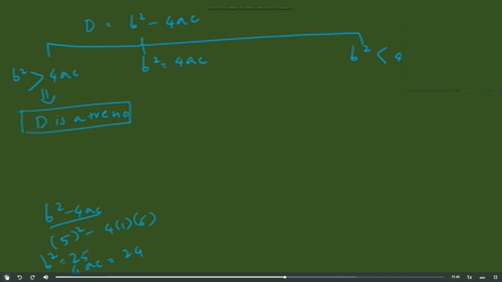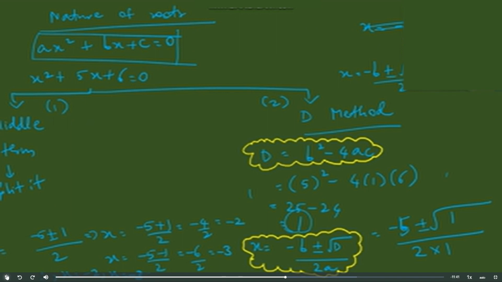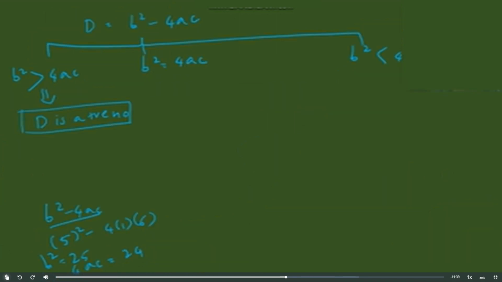If b square is equal to 4ac, then what happens? Then d becomes 0. Suppose 4ac is also, instead of 24, it is 25. Then d will be equal to 0, right? If b square is less than 4ac, suppose b square is equal to 24 and 4ac is equal to 25, then d is negative. It is minus 1, right? D is minus 1 in this case.